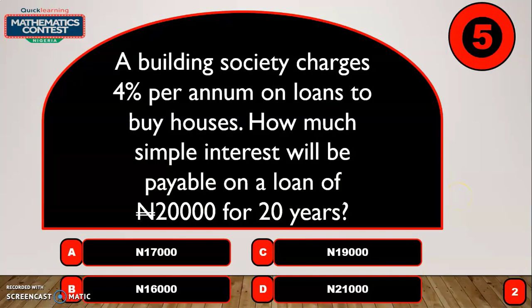The same thing. Ignore all the stories. The major point is I'm looking for the interest. 4%, 20 years, 20,000. The same thing. Cancel these two zeros, cancel this. I have 4 times 200 times 20, which will give me 16,000 naira, and the answer is option B.